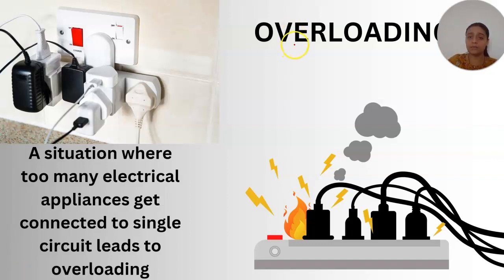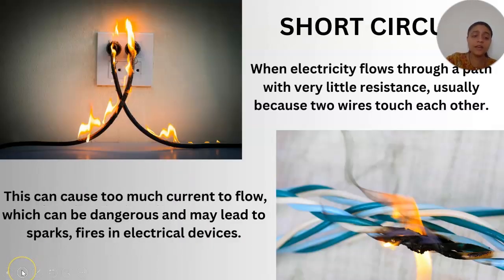First is overloading. You can see this picture on the screen: a situation where too many electrical appliances are connected to a single circuit leads to overloading. And also there is a short circuit. There is a situation, students, where a short circuit happens. All these wires are actually made up of two wires inside. So inside these insulated plastic covers, what is present?